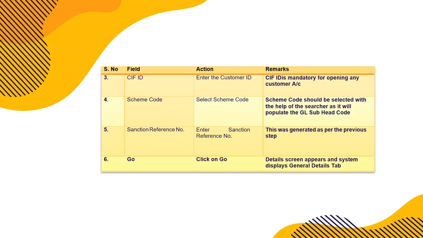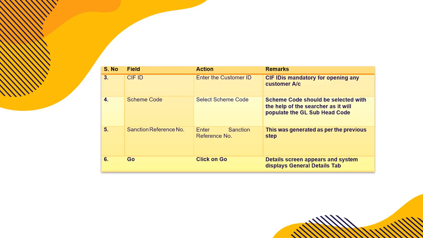So the CIF ID has to be entered. We have already created the CIF ID first. Maybe he has a deposit account with us, so the CIF is already available. CIF is the customer information file. Then the scheme code should be selected with the help of the searcher, as it will populate the general ledger subsidiary head code.